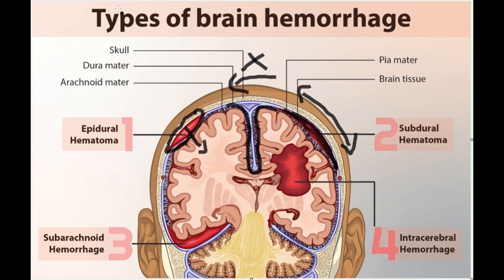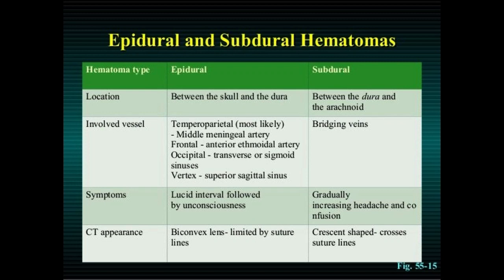To summarize, epidural hematomas cannot cross sutures and are biconvex in shape, and subdural hematomas cannot cross midline and are elliptical in shape. So now we know why each of these behaves the way they do, and you would have an easier time remembering this knowledge.